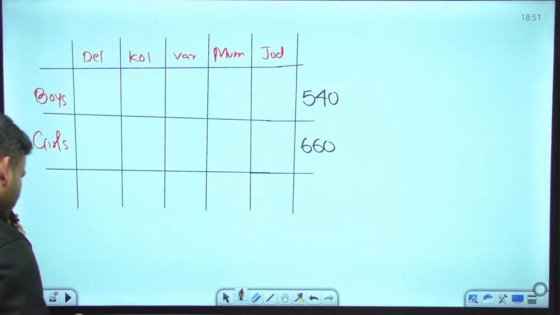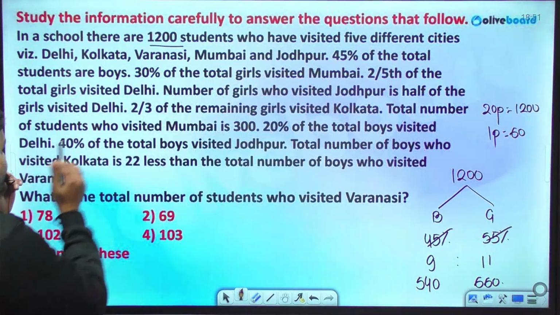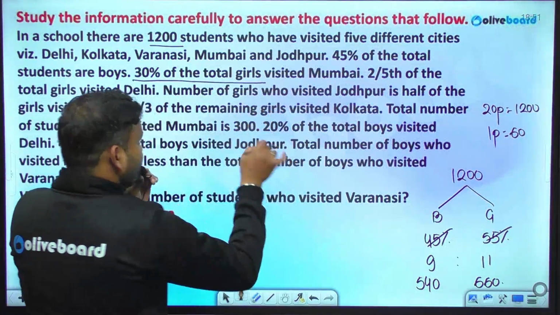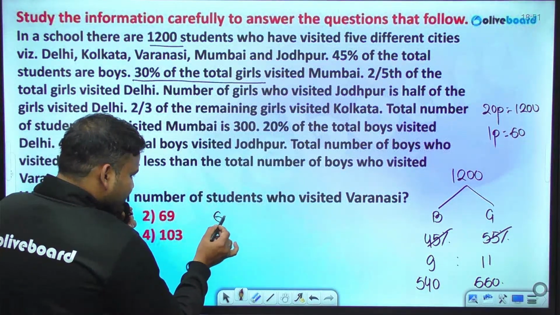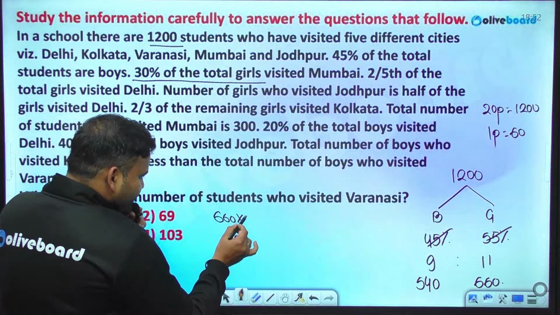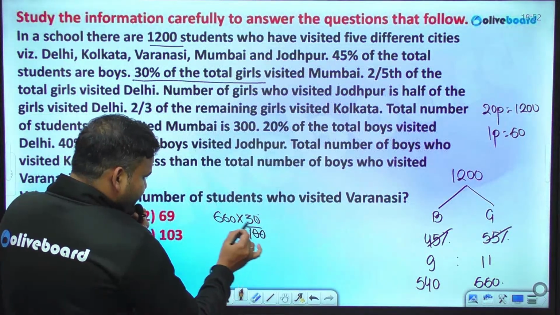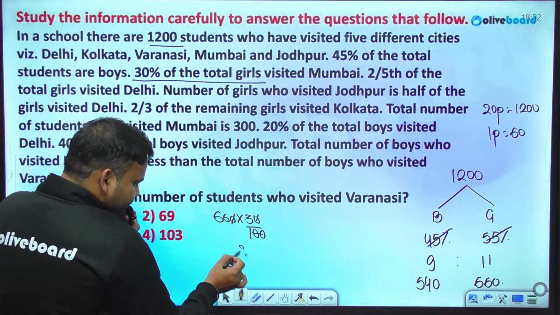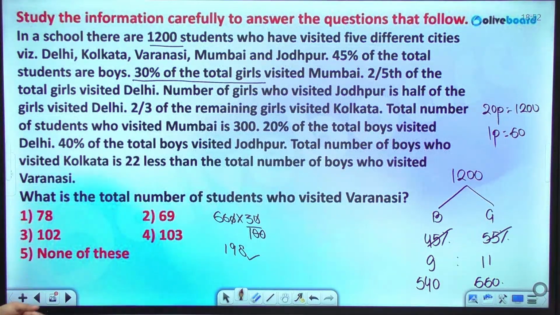Now comes what? 30% of the total girls visited Mumbai. How many girls are there? 660, and out of which 30%. That means the double zero will get eliminated. 198 girls. So 198 girls visited Mumbai.